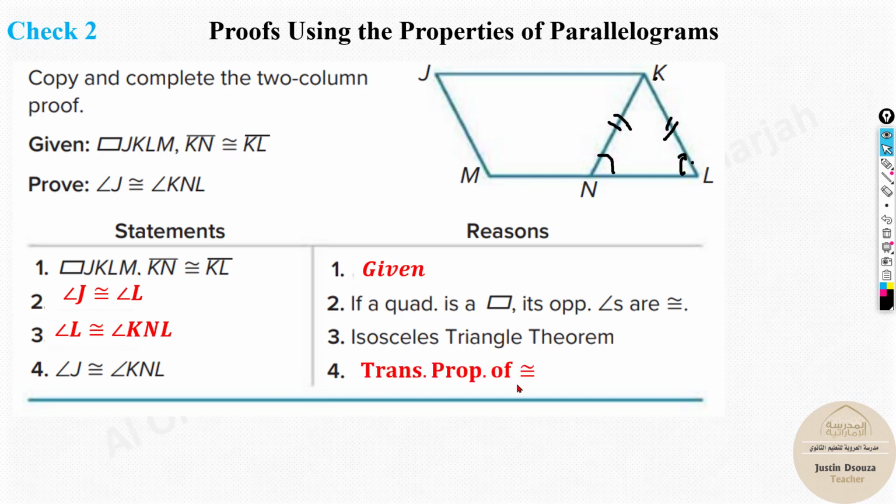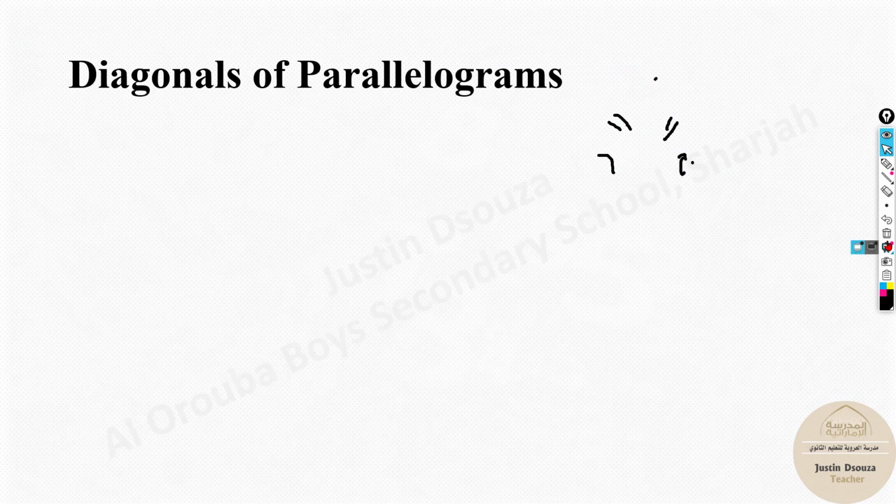This is from the transitive property of, I'm just forgetting the word. Okay, it's not equal, it is congruent. Transitive property of congruency. So that is the thing. That's how we solve this problem. I hope it is clear.